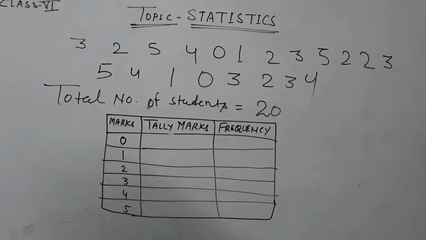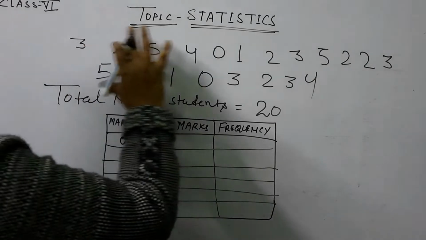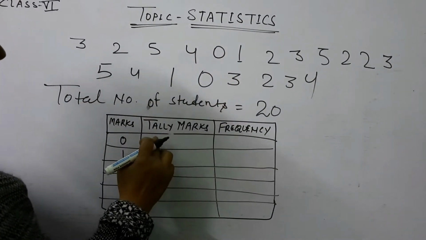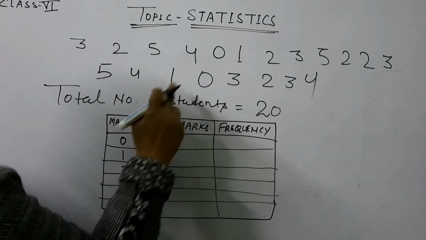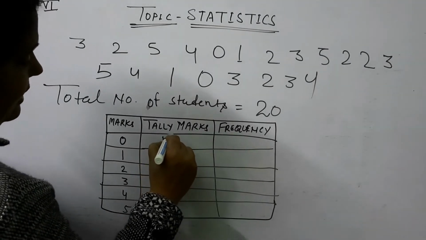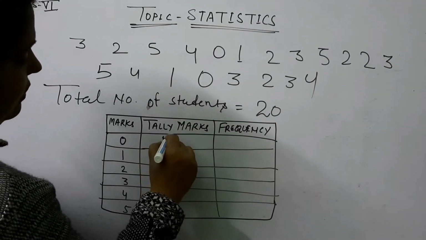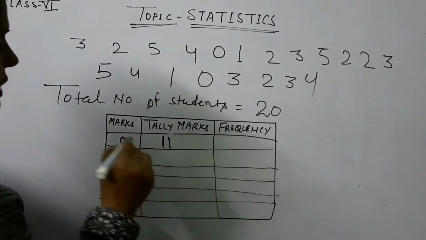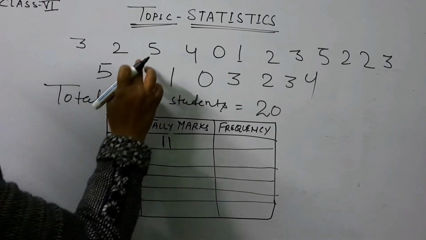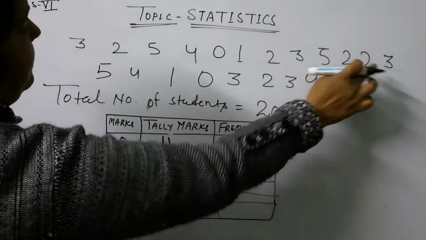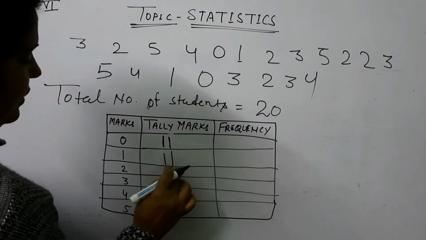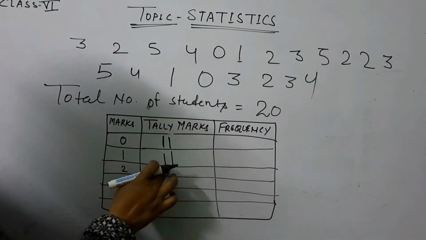Now see 0. In this data, how many times is 0 there? See, how to draw tally marks: the first mark is 0. How many zeros are there? 1, 2. So how will we draw the line? We will draw a vertical line, 1 and 2, through which we represent how many zeros are here: 2. Next is 1. How many ones are there? 1, 2. So we will draw 2 vertical lines.